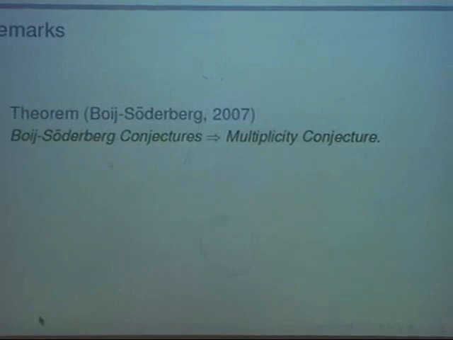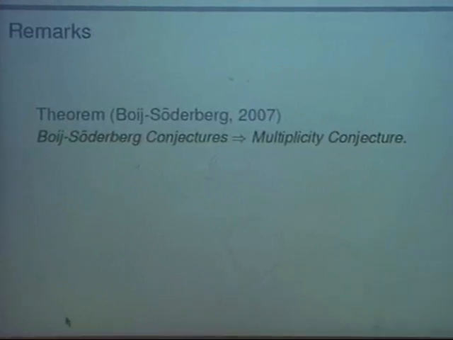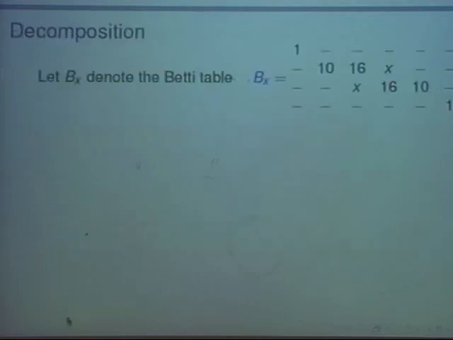Of course, Boij-Söderberg formulated this conjecture because it would imply the multiplicity conjecture. Another remark I would like to make: since we are looking at Cohen-Macaulay modules, we can immediately go to the case that the dimension of M is equal to 0, because we can divide out non-zero divisors of degree 1, and the Betti numbers don't change. So let's talk about dimension 0 modules.